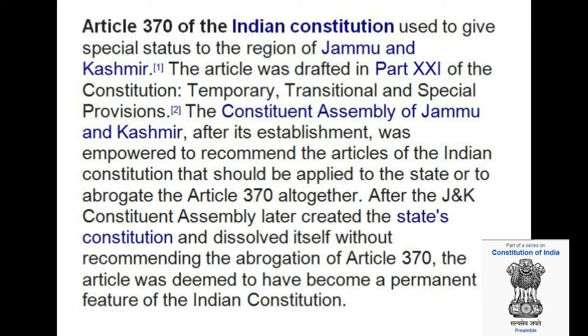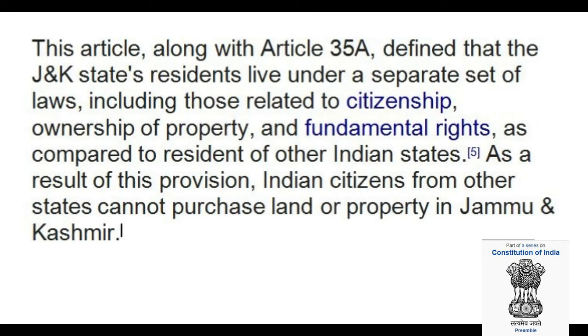3. After the J&K Constituent Assembly later created the state's constitution and dissolved itself without recommending the abrogation of Article 370, the article was deemed to have become a permanent feature of the Indian Constitution. 4. This article, along with Article 35A, defined that the J&K state's residents live under a separate set of laws, including those related to citizenship, ownership of property, and fundamental rights, as compared to residents of other Indian states.